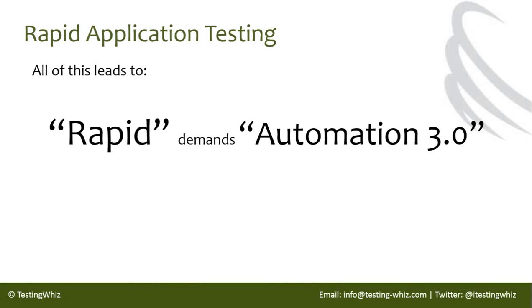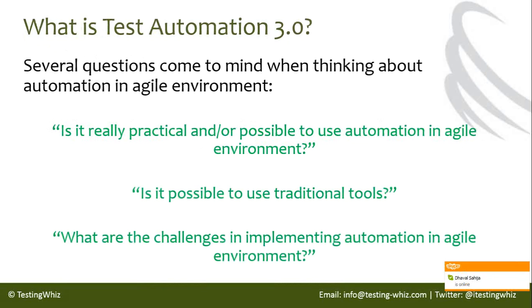But people who have already implemented automation, or who are in the process of implementing automation, may have certain questions in mind, like: is it really practical and possible to use automation in an agile environment? Because some people have tried, and some of them have failed. So before moving on to test automation in an agile environment, people keep on asking this question. People keep on wondering about this question.